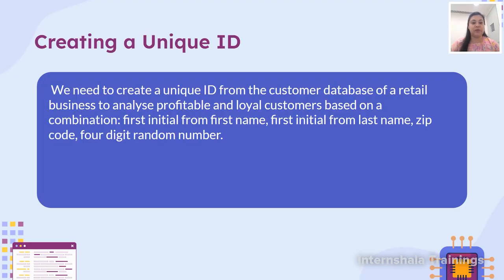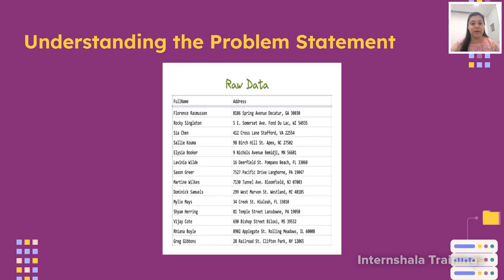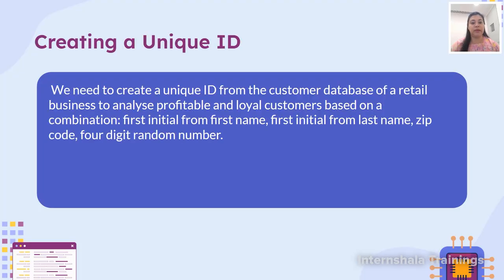Let's see. So here the problem statement is we need to create a unique ID for each and every customer in this particular data. Okay, so we have the full name, that is the first name and the last name of all the customers, and the addresses. Now what we have to do here, we need to create a unique ID from the customer database of a retail business to analyze the profitable and loyal customers based on a combination. We have to make a combination of that particular data that we have in front of us.